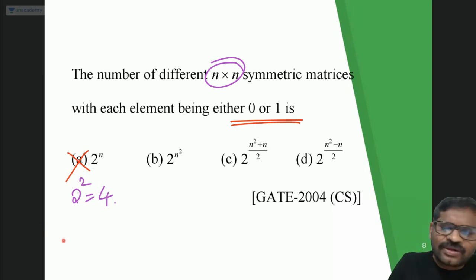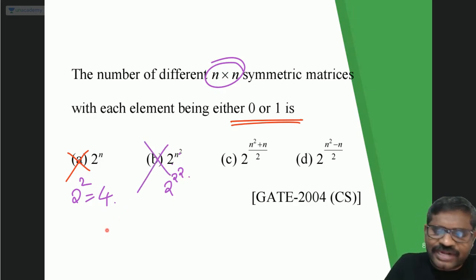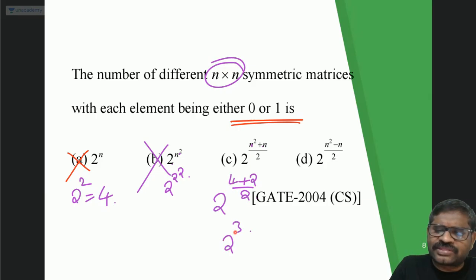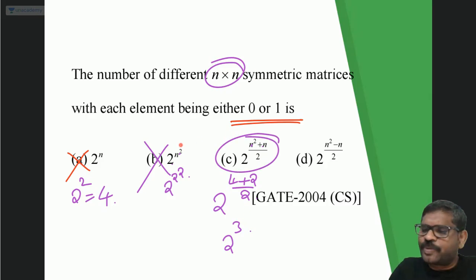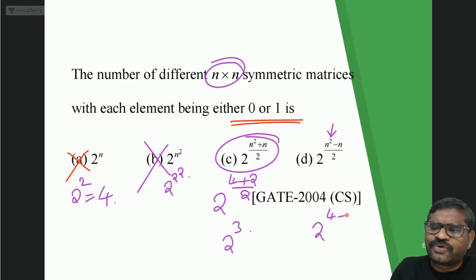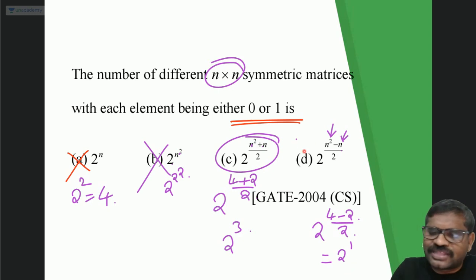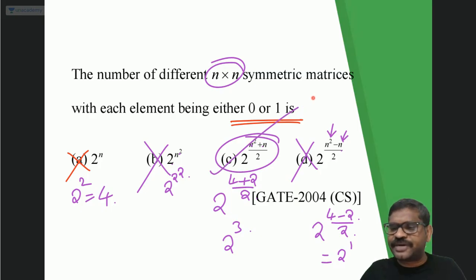Next. 2 power 2 square is not 8. Eliminate this. Now, 2 power 2 square is 4. 4 plus 2 by 2, that is 6 by 2, 3. Therefore 2 power 3. Okay. Now, 2 power 2 square is 4. Minus 2, by 2. Right? 2 power 1. 2 power 1 is not 8. That's why eliminate this option. Which option is correct? The third option is correct. Understood?